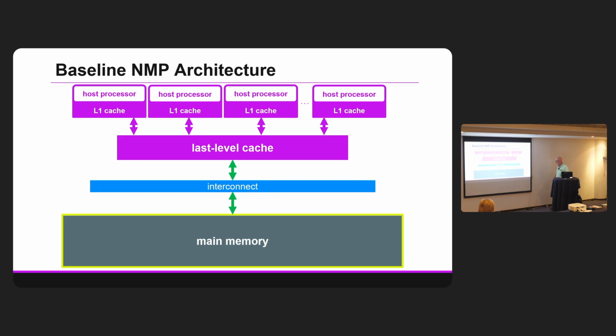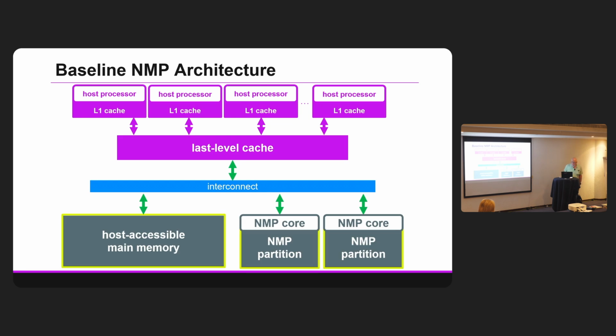The main memory here is typically off-chip, and there's an interconnect between the last level cache and the main memory. Now, the first thing we're going to do is divide the main memory into regular main memory and near memory processing cores. So the idea here is that this memory is not accessible to the NMP processor. The NMP memory is accessible only to the NMP core.